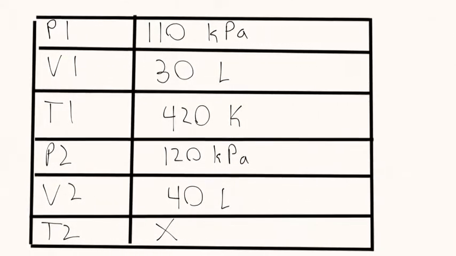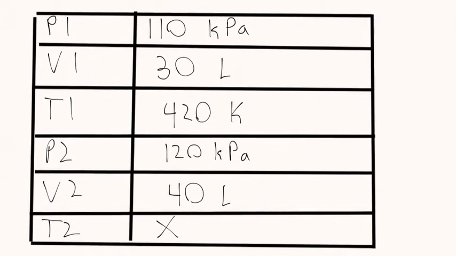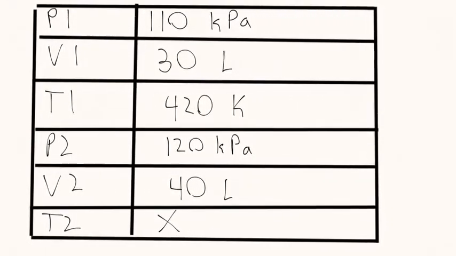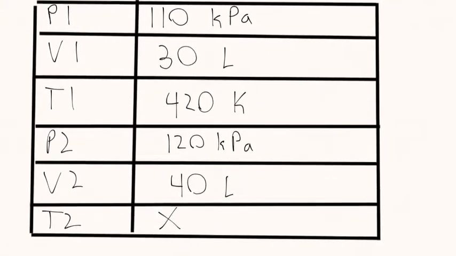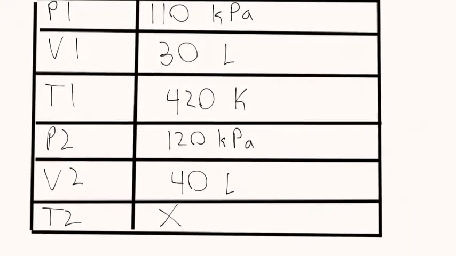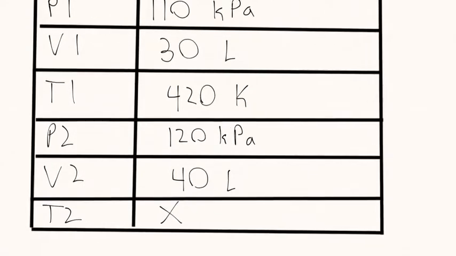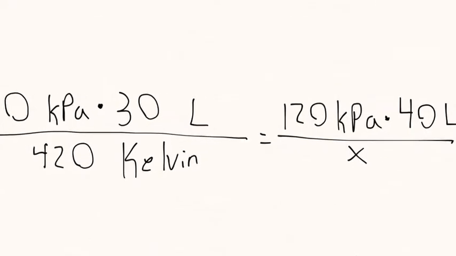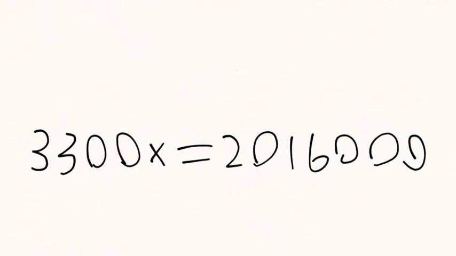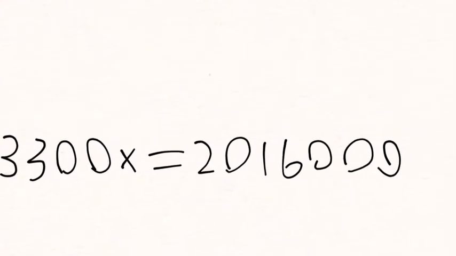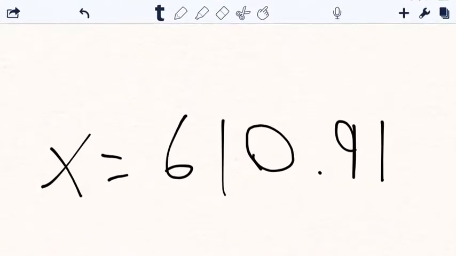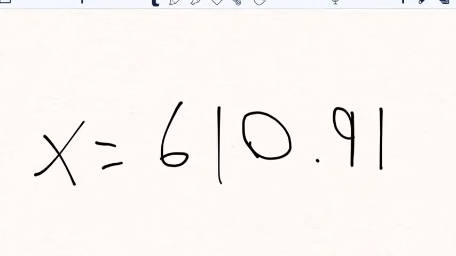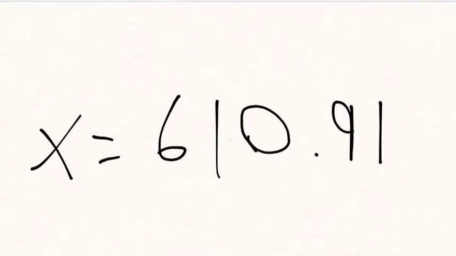P1 is going to be 110 kilopascals, V1 is going to equal 30 liters, and T1 is going to be 420 Kelvin. The second part is that P2 is 120 kilopascals, and V2 is 40 liters. Keep in mind that T2 is X because we don't know the answer. When you plug the data table into the equation, this is what you get. From here you can further simplify the equation into this. Now when you divide 3,300 from each side, you get the answer that the temperature is 610.91 Kelvin.